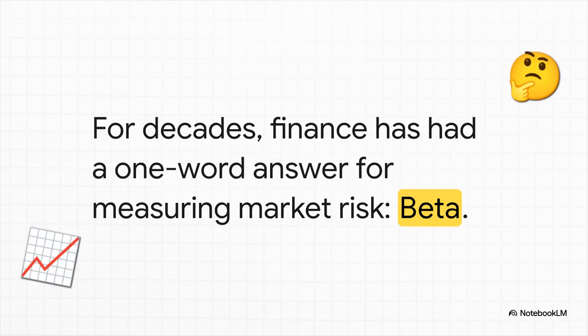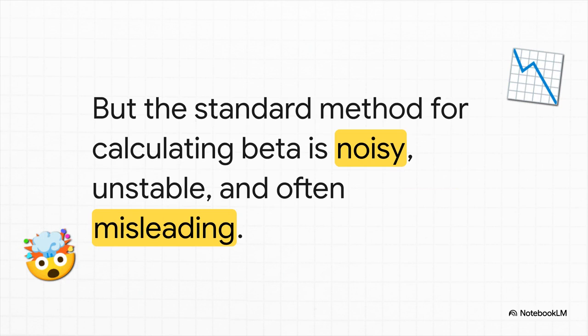And for decades, the financial world has had a go-to answer. It's just one word, one little number that's supposed to capture all the market risk of a company: beta. But here's the thing, and it's a huge problem. The standard way we're taught to find it, the way they drill into you in business school, it's kind of broken. It's so noisy and unstable that it can send you down a completely wrong path.